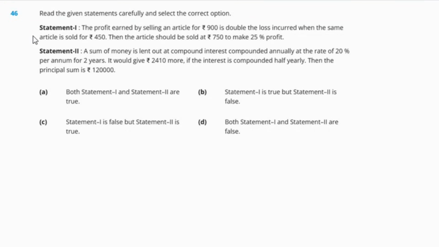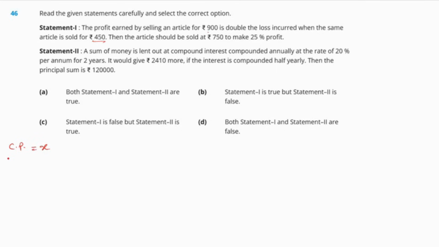So the first statement over here is: the profit earned by selling an article for rupees 900 is double the loss incurred when the same article is sold for rupees 450. Okay, then the article should be sold at 750 rupees to make 25% profit. So suppose for this question, let's take the cost price as X.